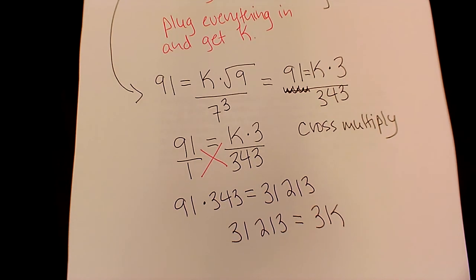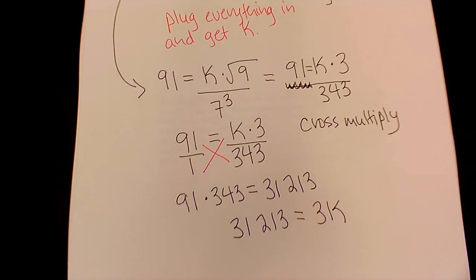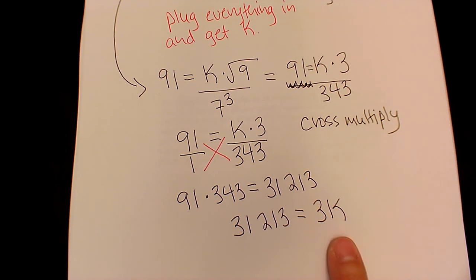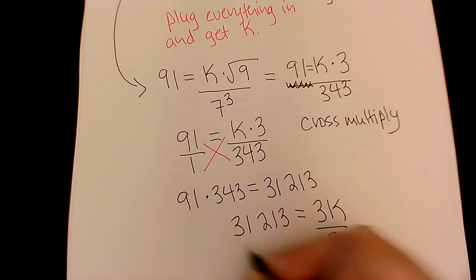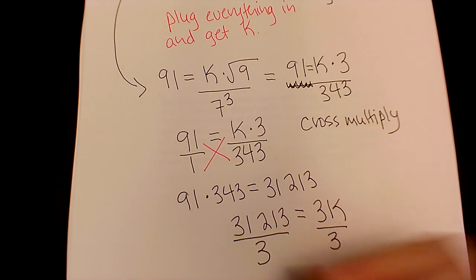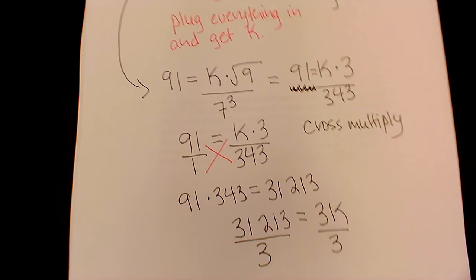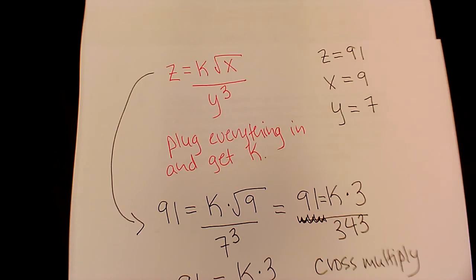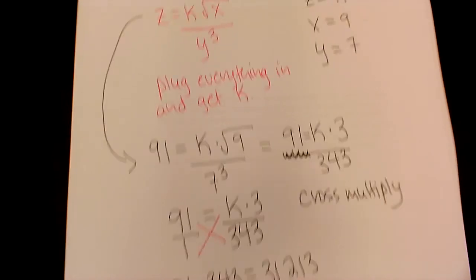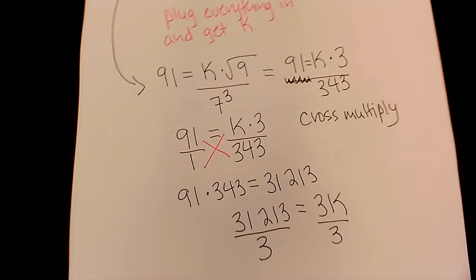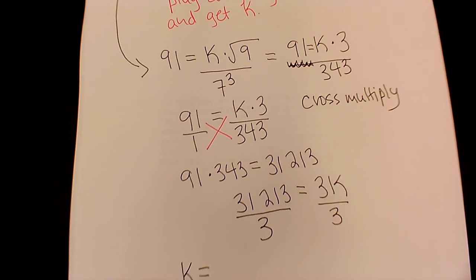Good so far? Now I need to solve for k. So how do I get that k alone? I'm going to divide both sides by 3. Okay. Let's see what it says. Do they want us to leave it as a fraction? It doesn't say. It just says round your answer to the nearest hundredth.